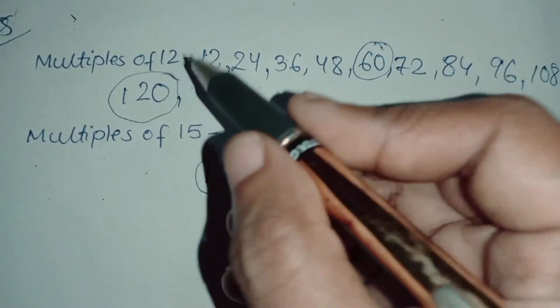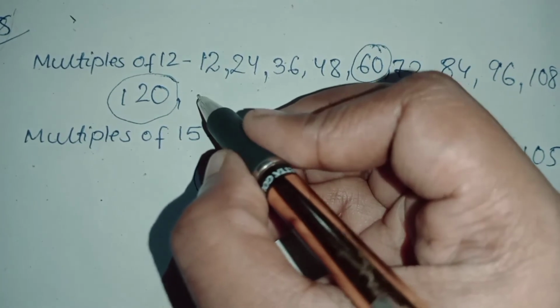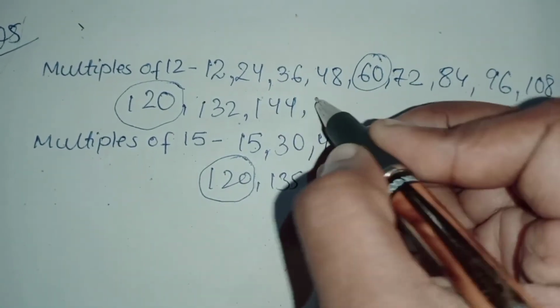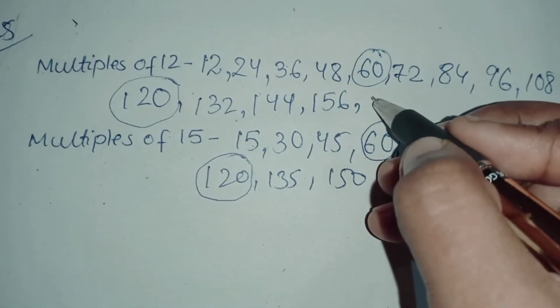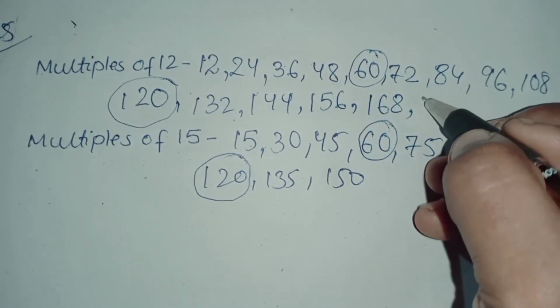So you have to write 12 elevens, then 12 twelves, like that. 12 elevens, how much? 132. 12 twelves? 144. 12 thirteens, how much? 156. You have to multiply. 12 fourteens are 168, and 12 fifteens are 180.